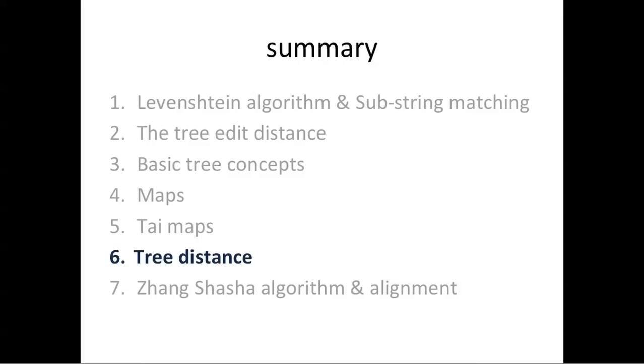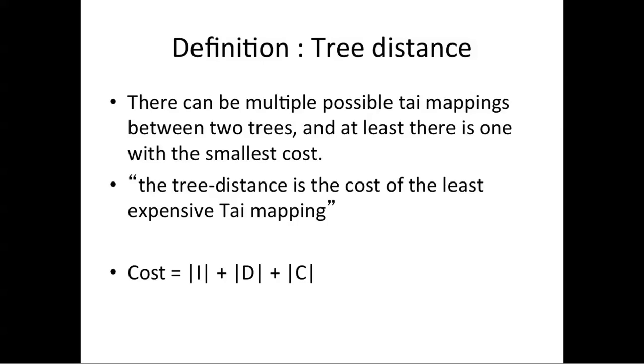And now let's go to the tree distance algorithm. There could be multiple Tai mappings between two trees, but the tree distance is the distance of the least expensive possible Tai mapping. And the cost is defined as the number of insertions, deletions, or swaps, which again can vary from one implementation to another.